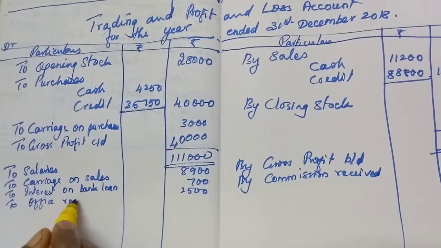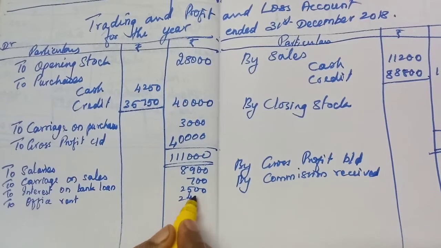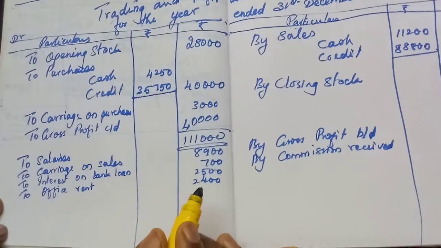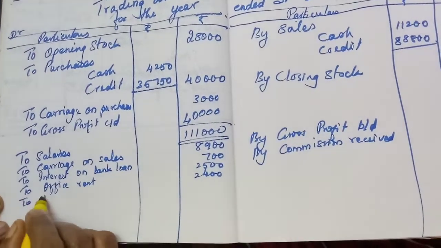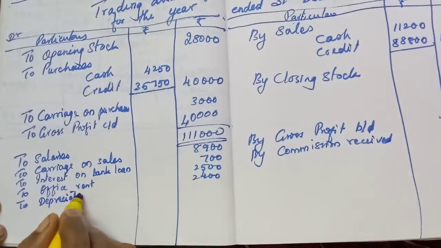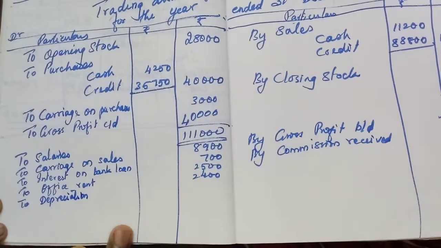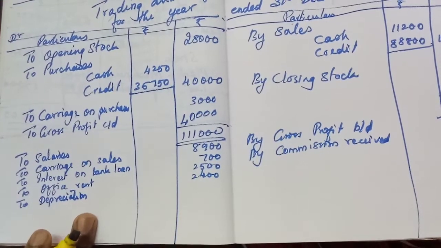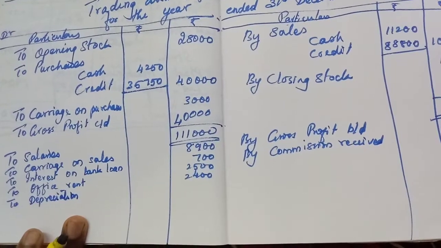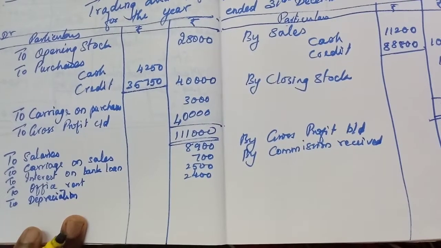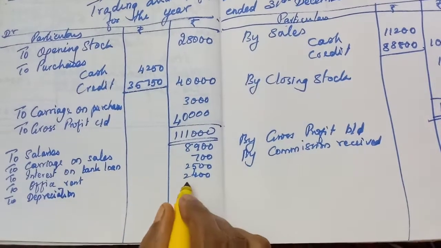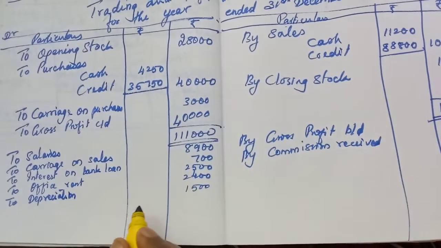Office rent to 2,400. Then the adjustments, depreciation. To depreciation, we have to calculate. Since there is not much space, I am not writing here. Okay, we have to calculate on the furniture. Furniture 30,000. How much is the 5%? 1,500. Okay, 1,500. Right.